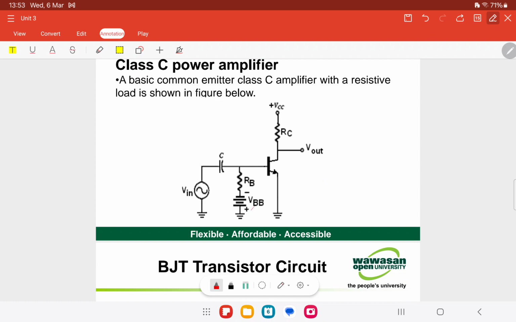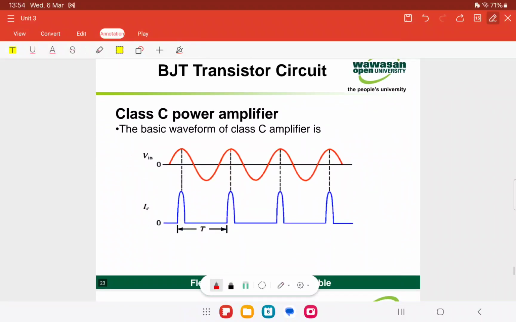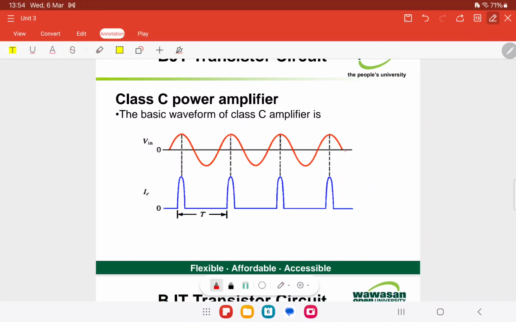The power dissipation of the transistor in a class C amplifier is low because the transistor is turned on for only a small percentage of the input cycle. For example, here we have the input and it will only turn on during this period. These are the collector current pulses, and the time between the pulses is the period T of the AC voltage. So this is for one cycle, and it only turns on during this period, for the waveform of the class C amplifier.